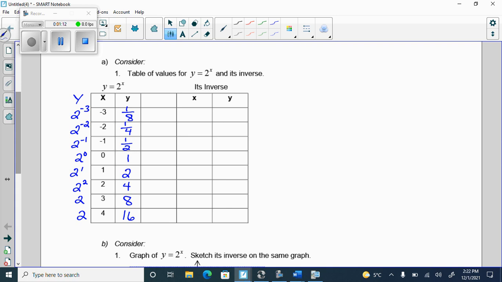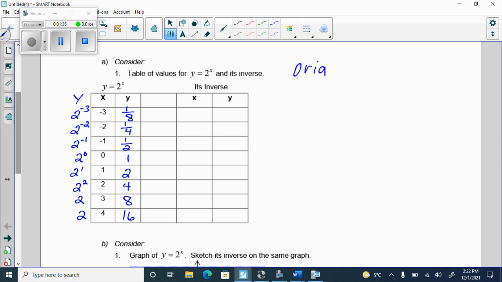What's its inverse? Remember what the definition of inverse? Swap the x and the y's. That's it. Actually, the great thing about inverses, we don't ever have to find the inverse equation unless asked. Unless someone says, what is the inverse equation? We do not have to find it. Why? Because let's go over these things.